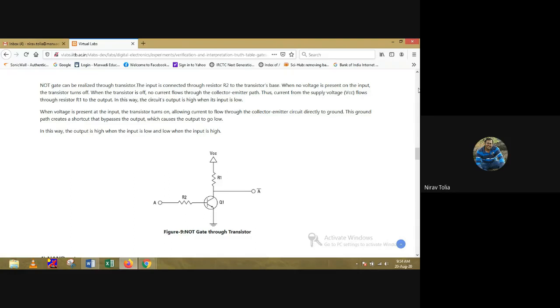The input we are connecting through the resistor to the transistor base. When there is no voltage present, the transistor will be off, and as the transistor is off, all the VCC supply comes to the A bar output. So my input is 0 and my output is 1. But suppose your transistor is on, then all the supply is grounded. So when your input is 1, your output will be 0. So this is the NOT gate.